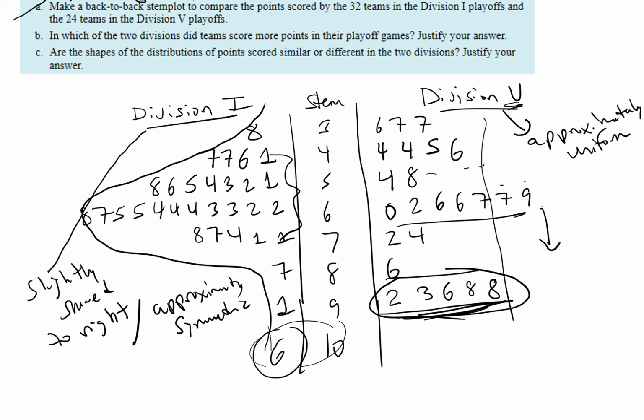And the spread is different because Division 1 has a spread between 38 and 106, and then the spread for Division 5 is only between the 30s and the 90s. Okay, so the spread is different as well. So Division 1 is more spread out.